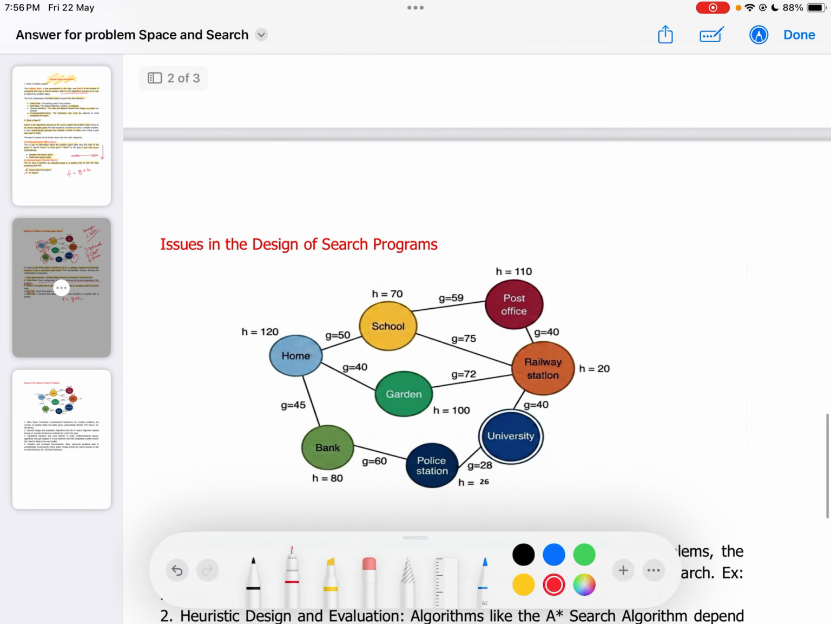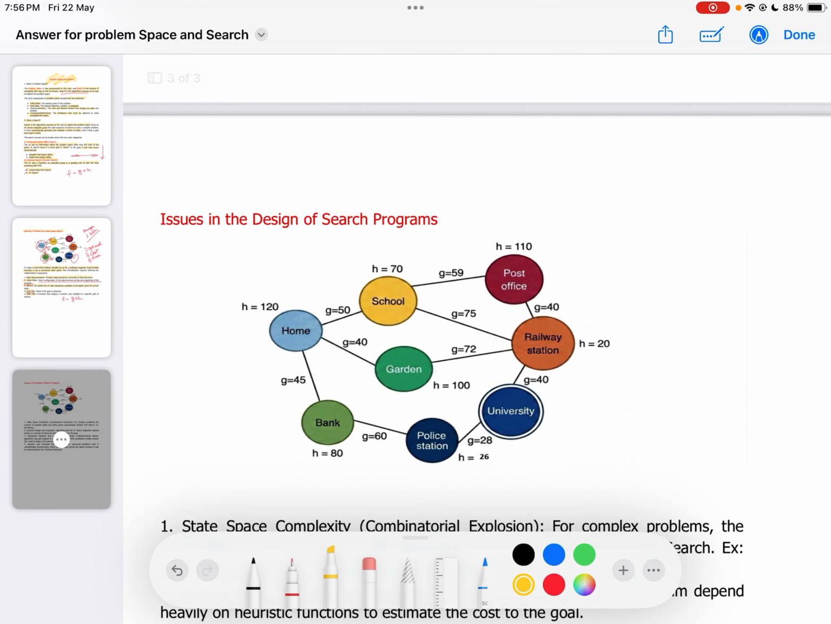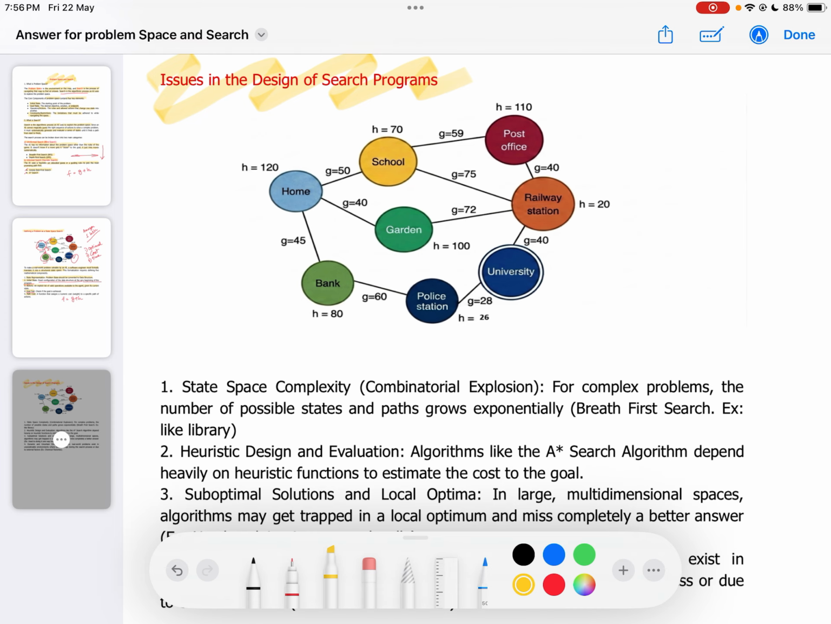Okay, now what are the issues that we will face in the design of a search problem? Here, first, state space complexity. As I said earlier, for complex problems, the number of possible states and paths grows exponentially, which means for 1 lakh products delivery, if we go up from here, go here, then come here, so if we keep on juggling, the cost will increase.